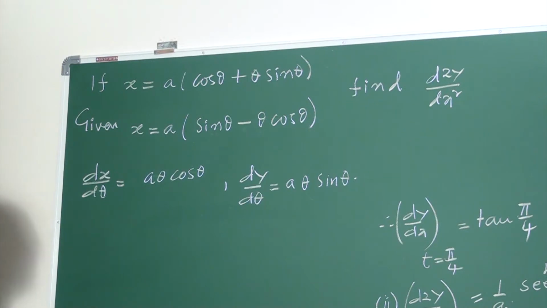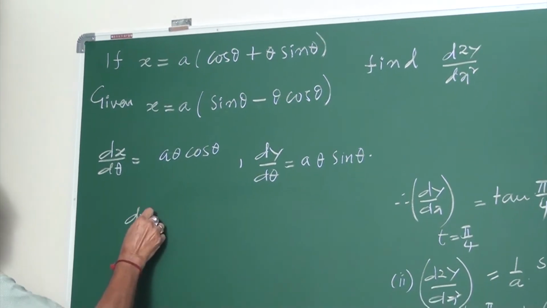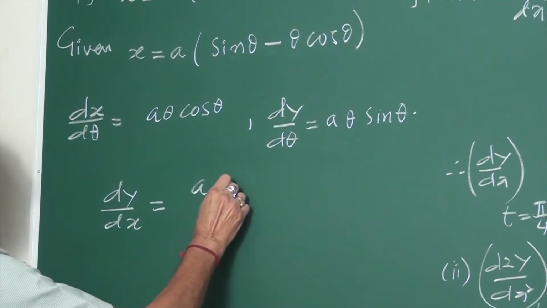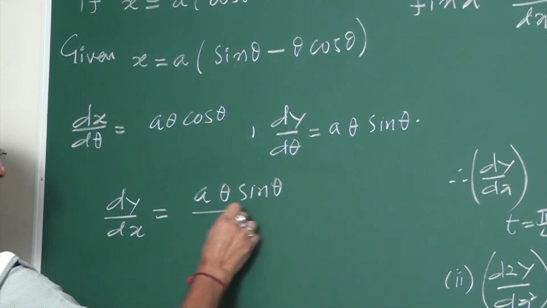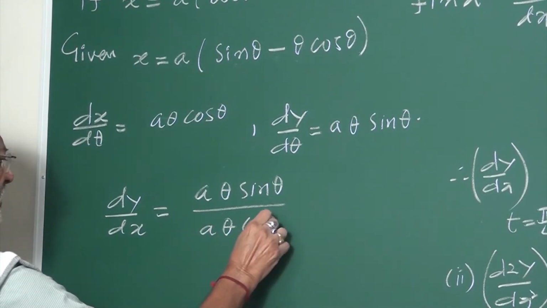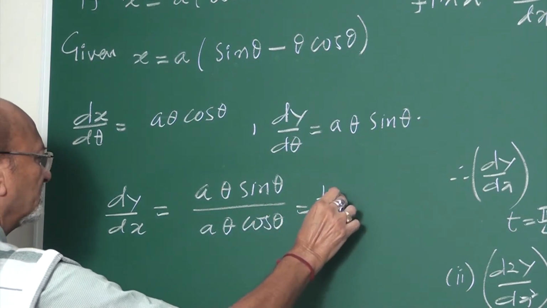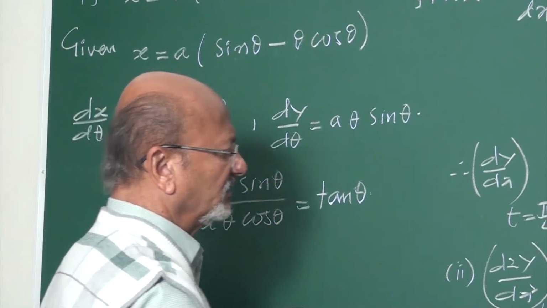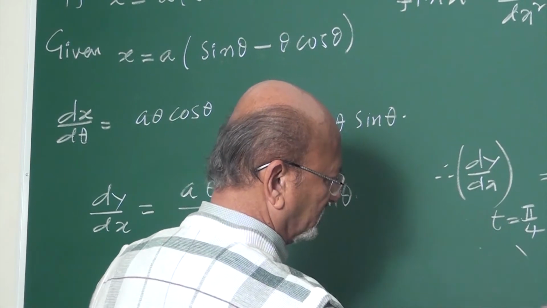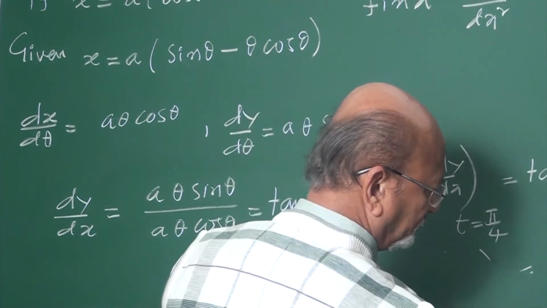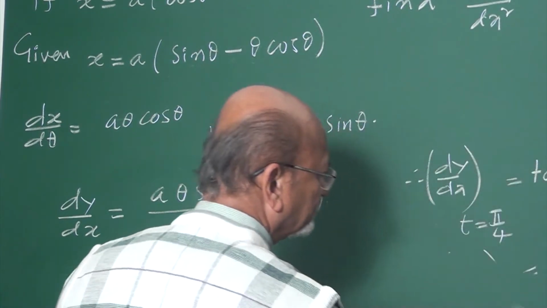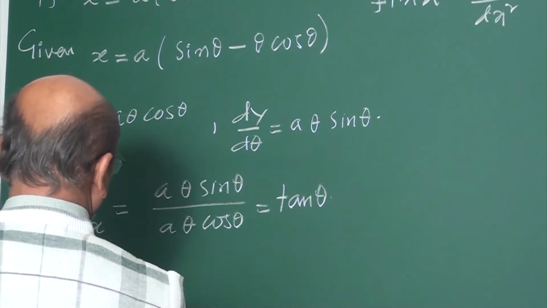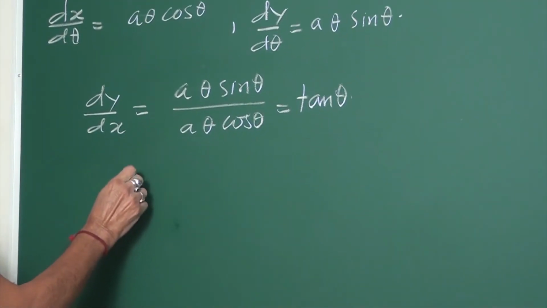Just refer to the notes. Then what is dy by dx? Dy by dx is dy by d theta upon dx by d theta, that is a theta sin theta upon a theta cos theta. My friends, it is what? Tan theta. Therefore, dy by dx is tan theta.